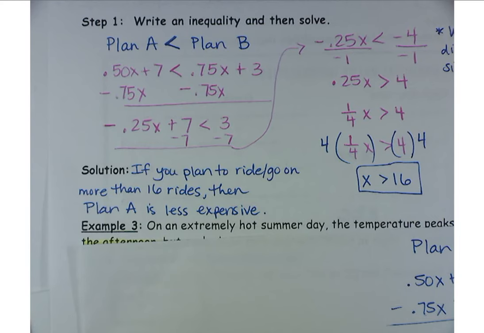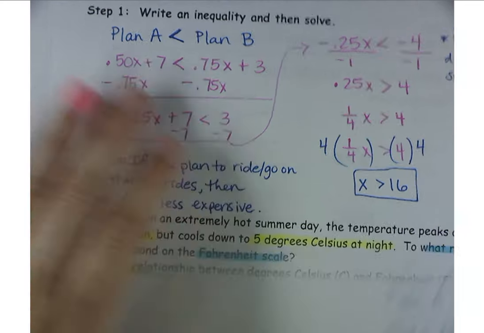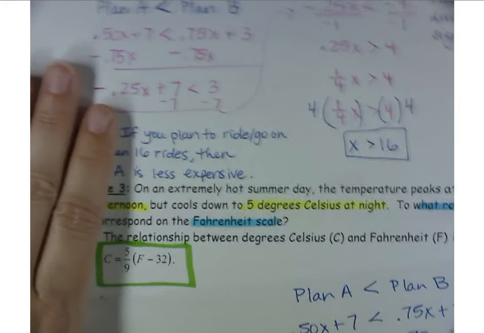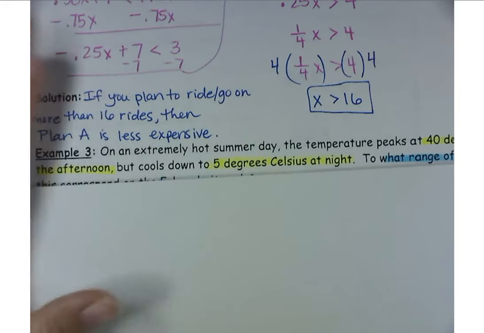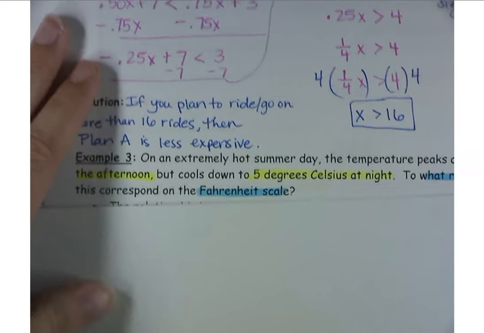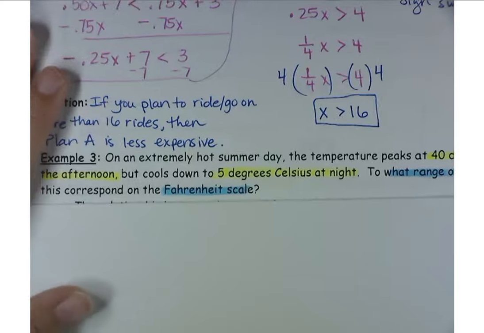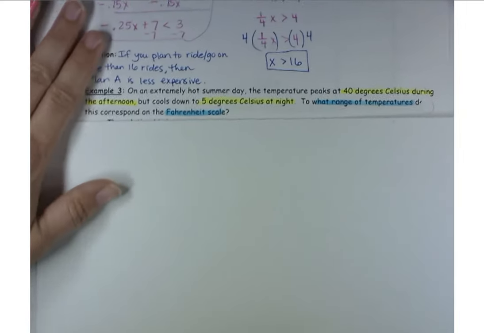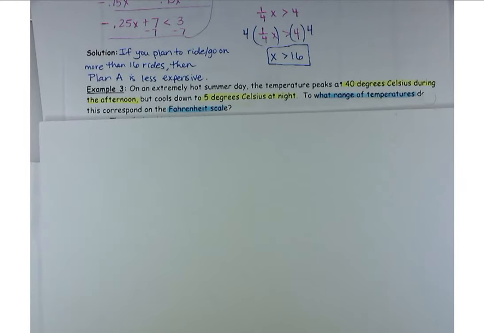Okay, so GC, what's one important piece of information that we learned from this? That it goes 40 degrees during the afternoon, but cools down 5 degrees at night. Okay, good. So it's 40 degrees Celsius during the afternoon, but it cools down to 5 degrees Celsius at night. Then I also highlighted, what do I have to do here? Okay, so Josh, what are we trying to do for this problem? Find the range of the temperature.